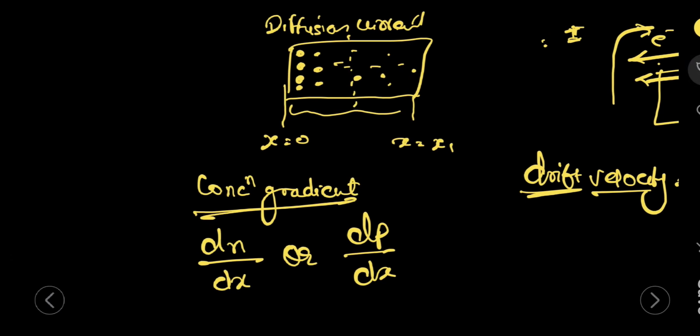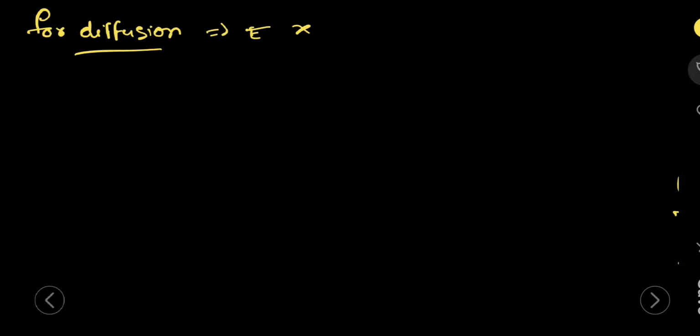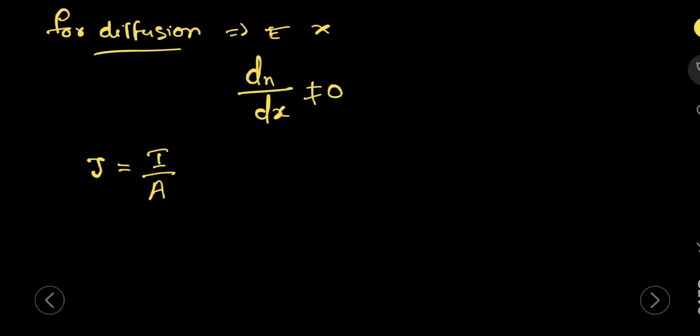So for diffusion, actually an electric field is not required. We have seen here there is no voltage condition. Electric field is not required. What is required here is that dn by dx should not be 0. Okay. So if we know about current, charge density J is equal to I by A. This is called current charge density.